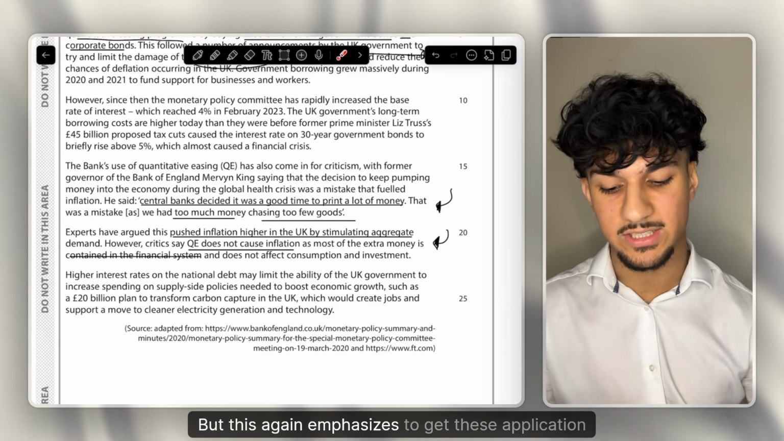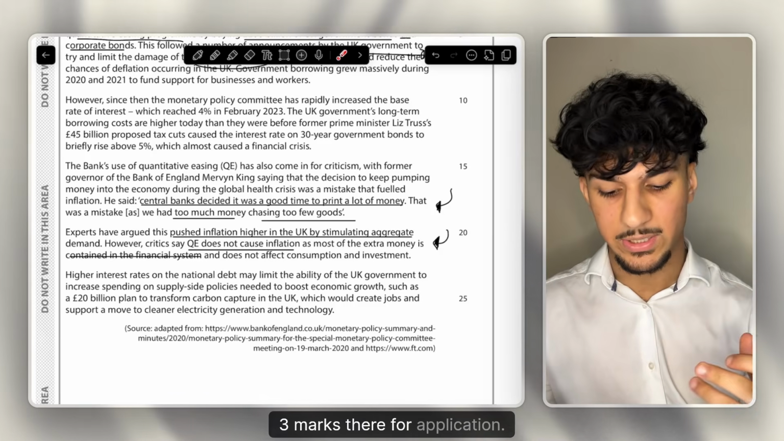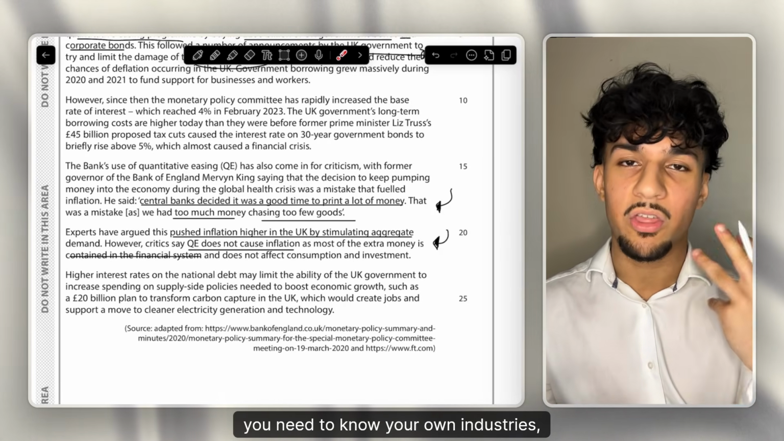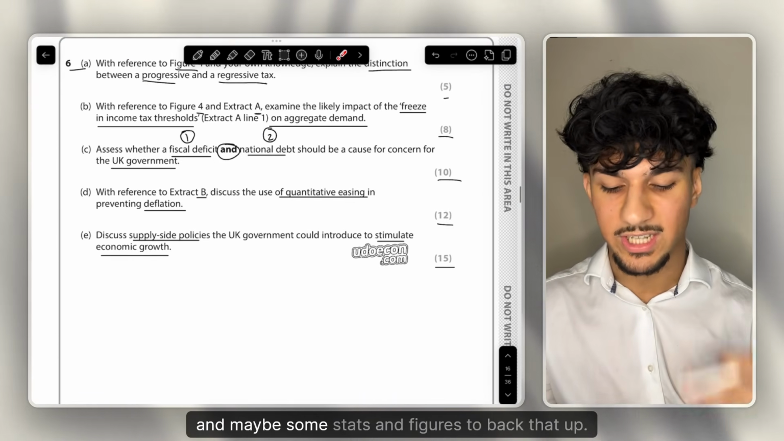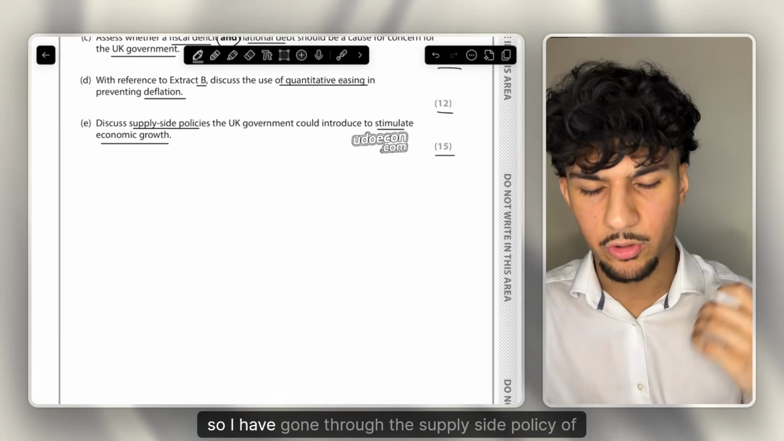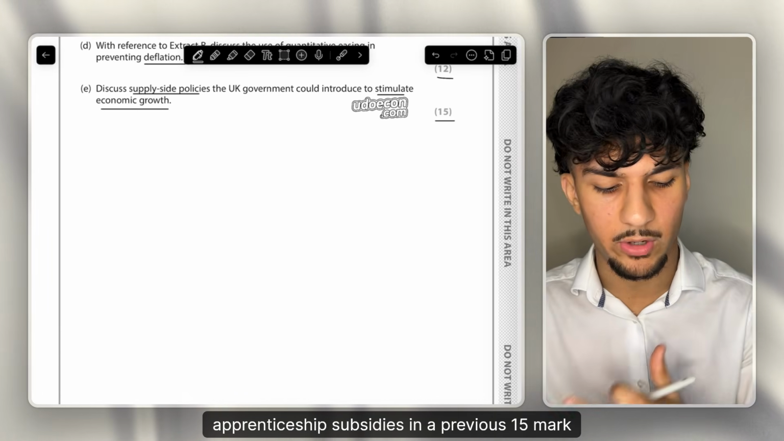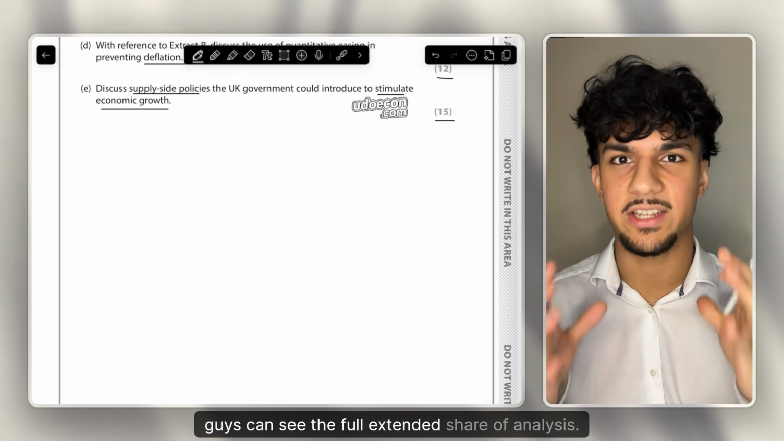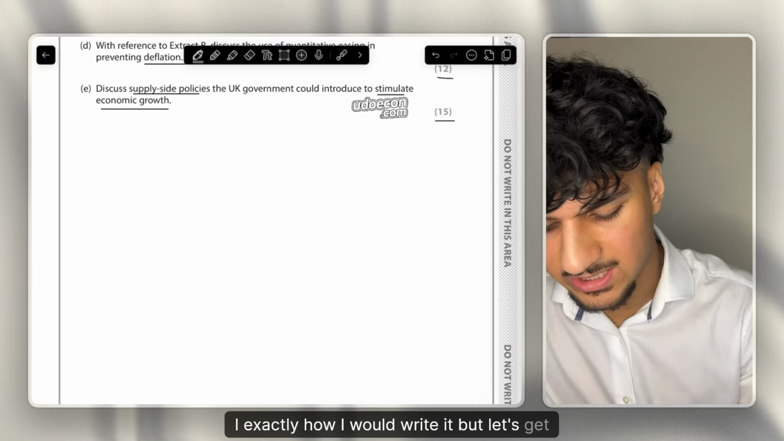But this again emphasizes, to get these application marks, around 3 marks there for application on a 15-mark question, you need to also know your own examples, you need to know your own industries, your own real-world example of supply-side policy, and maybe some stats, some figures to back that up. So I have gone through the supply-side policy of apprenticeship subsidies in a previous 15-mark question, but this time I actually will type it up so you guys can see the full extended chain of analysis and exactly how I would write it. But let's get started with this.